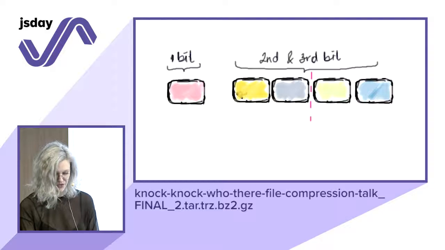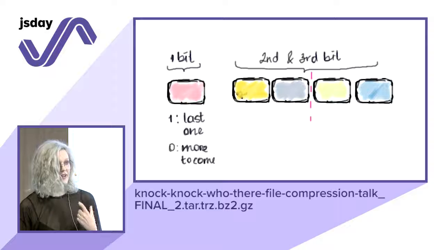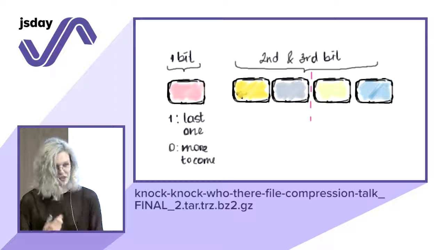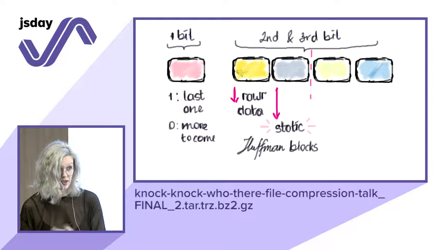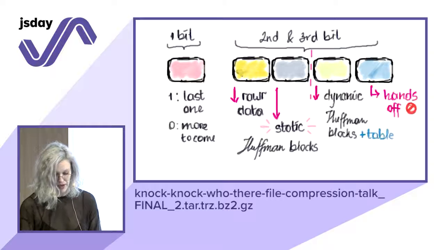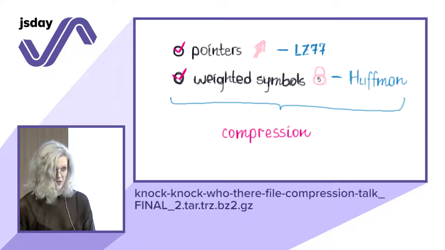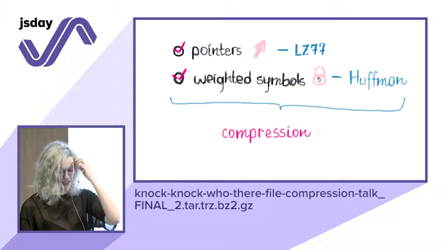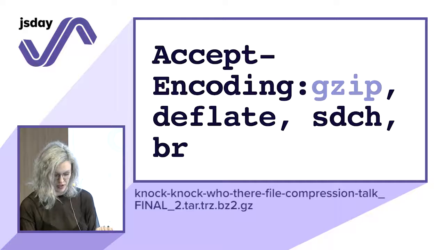So again, you have the data stream, and then you have 3 different bits that you work with. The first one lets you know whether in this stream you'll have more data coming through or not. So 1 will indicate that it's the last piece of the data stream, and 0 will indicate there is more. And then you have raw data and the static Huffman blocks that we talked about earlier, and then you'll have dynamic Huffman blocks that are changing. So the entire algorithm is made up of pointers, which are the ones that LZ77 provides, and the weighted symbols, which are the Huffman trees, and that's your compression.